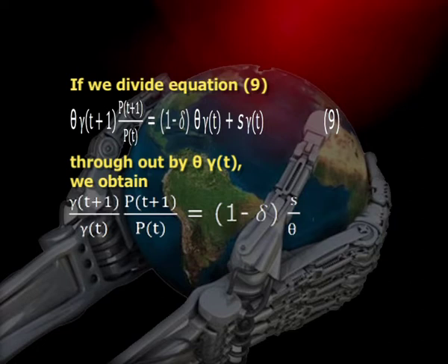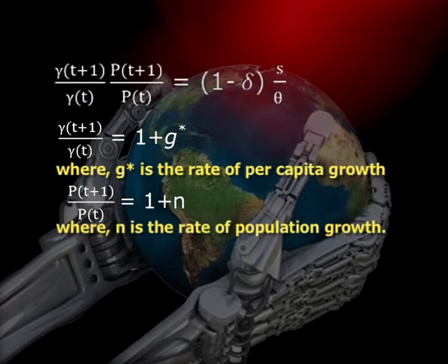If we divide equation 9 throughout by theta gamma t, we obtain gamma t plus 1 upon gamma t into P t plus 1 upon P t, which is equal to 1 minus delta plus sigma upon theta. Now, gamma t plus 1 upon gamma t is equal to 1 plus g star, where g star is a rate of per capita growth and P t plus 1 upon P t is equal to 1 plus n, where n is the rate of population growth.